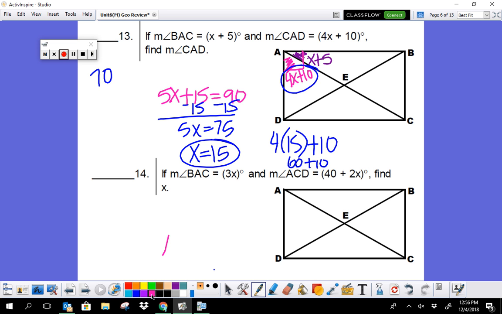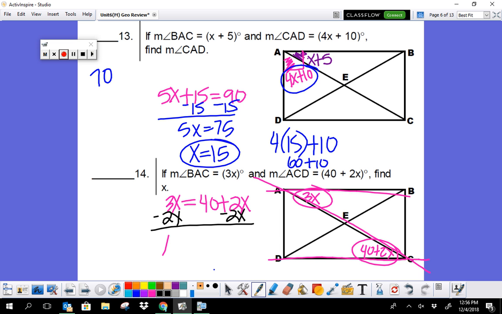Number 14, the measure of BAC is 3x, and the measure of ACD, that's this angle down here, is 40 plus 2x. Want me to find x. So again, this is a parallelogram, and if it's cut by this line, I know that those two angles are congruent. So 3x equals 40 plus 2x. I'm going to subtract the 2x, and that leaves me with x equals 40.